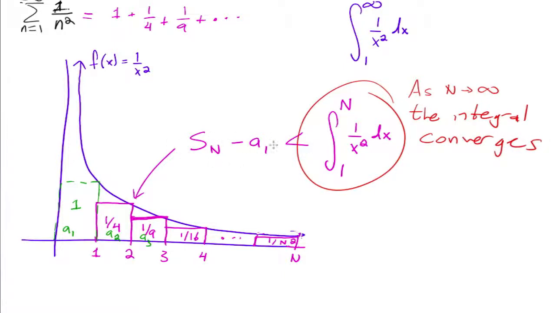So then this one, which is less than that one, is going to also converge, right? So this one over here is going to converge as well, as n goes to infinity. So that means that my series, this series, is going to converge. Okay, so that's the idea.